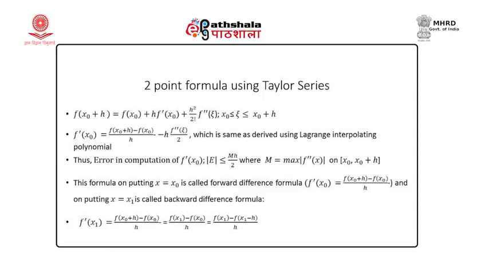So, if f double dash is bounded by m, the absolute value of error is less than equal to m h by 2, where m is the maximum of f double dash x on the interval x 0 to x 0 plus h. Now, this formula which we have derived is many times called the forward difference formula also. The reason is you are moving to the next point x equal to x 0 plus h. So, f x 0 plus h minus f x 0 by h.